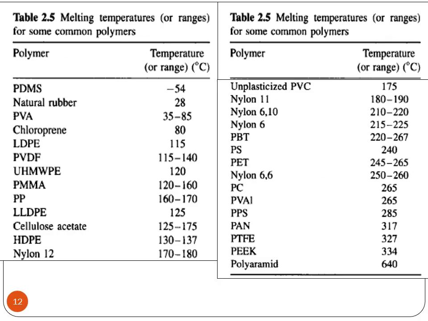This table shows melting temperatures of some common polymers. Natural rubber will melt at a temperature of 20 degrees Celsius, polyvinyl alcohol melts at 35 to 85 degrees Celsius, nylon 6 will melt at 215 to 225 degrees Celsius, etc.